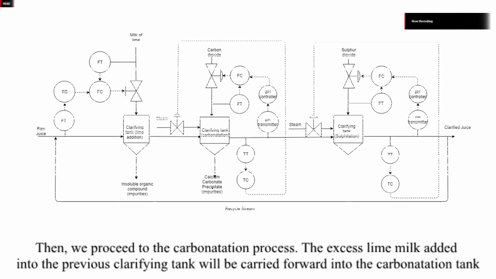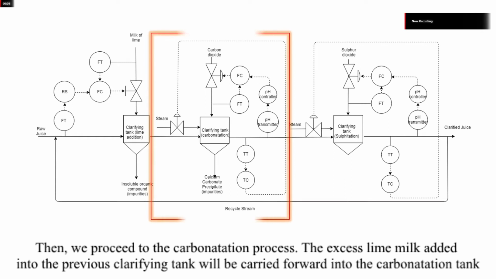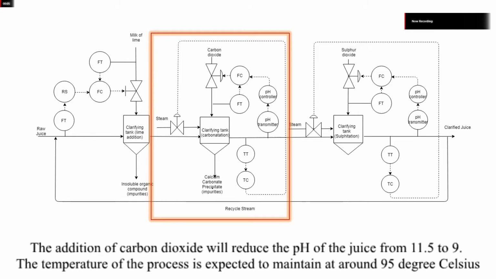Then, we proceed to the carbonation process. The excess lime milk added into the previous clarifying tank will be carried forward into the carbonation tank. The addition of carbon dioxide will reduce the pH of the juice from 11.5 to around 9. The temperature of the process is expected to be maintained at around 95 degrees Celsius.